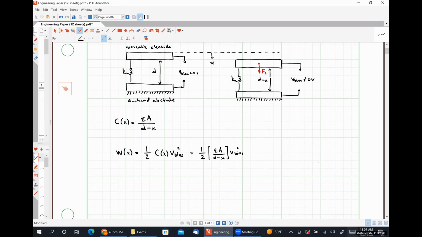And finally, since we know that force is simply the derivative of energy or work, our electrostatic force will also depend on the value of the plate displacement X. So we're going to have the derivative of energy with respect to position will be equal to 1/2 times the derivative of the capacitance with respect to position times our bias voltage squared, which will give us 1/2 epsilon A over D minus X squared times V bias squared.